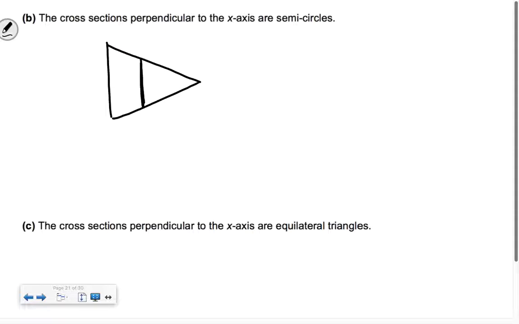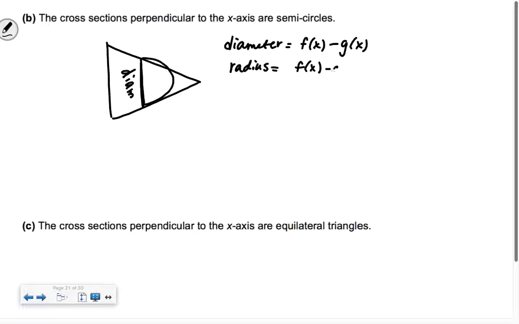okay, previously I called that the side. What is it when we have a semicircle coming up off of it? Diameter. It's the diameter. So our diameter is going to be that f of x minus g of x. Cut that in half. Yeah, so you got to cut it in half first. So our radius is going to be f of x minus g of x over 2.